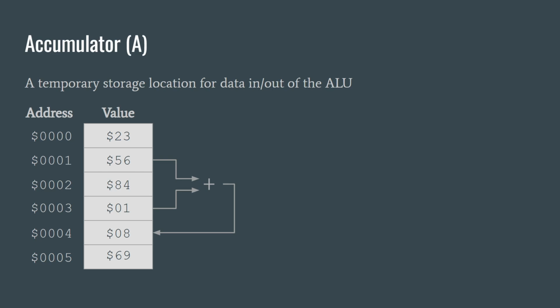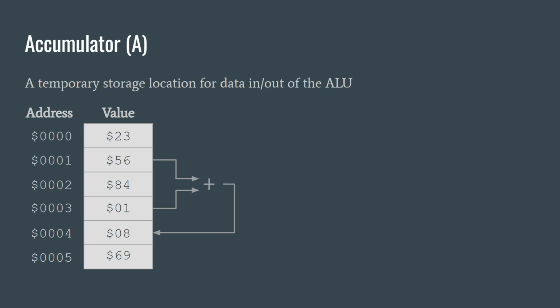Let's say we want to do an addition operation. We want to add the value at address 1 to the value at address 3 and store the result into address 4. Okay? So we want to do effectively hex 56 plus hex 1 and store that result, which will be hex 57, here. Let's get a look at what that would look like.